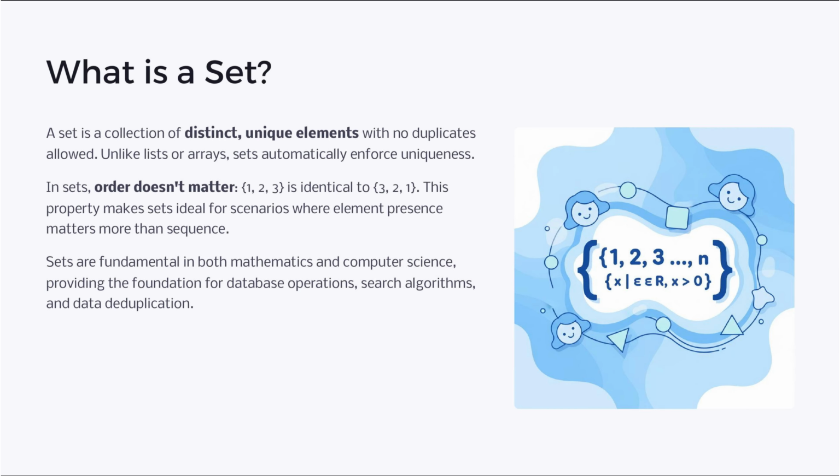A set is a collection of distinct elements, ensuring no duplicates. Unlike lists, sets prioritize element presence over order, making {1, 2, 3} identical to {3, 2, 1}. Sets are crucial in mathematics and computer science, underpinning database operations, search algorithms, and data deduplication.